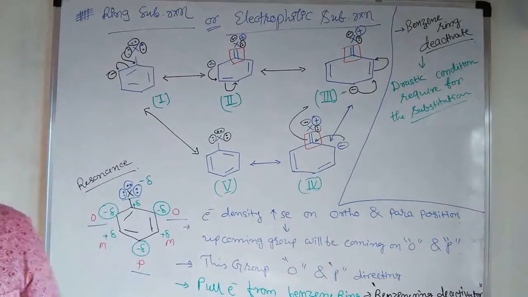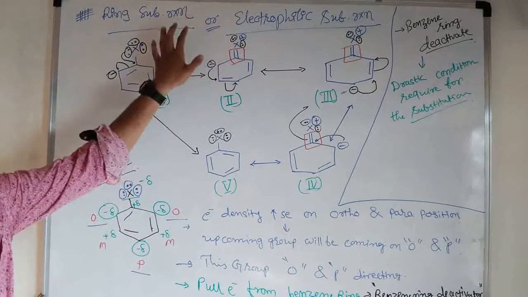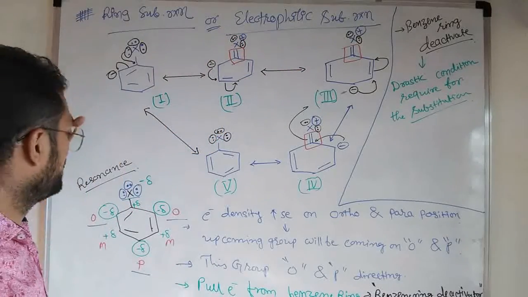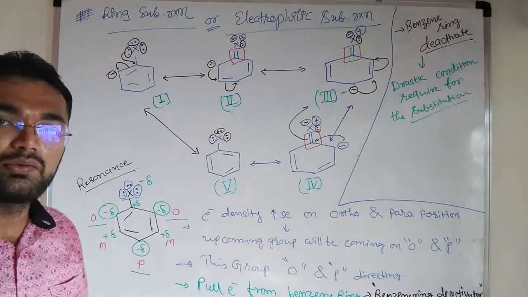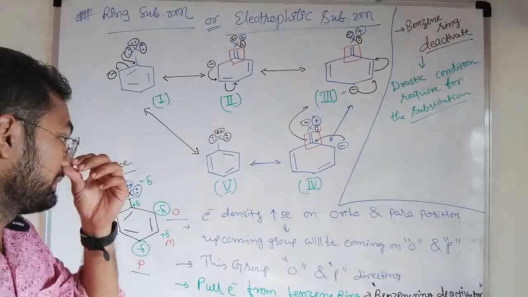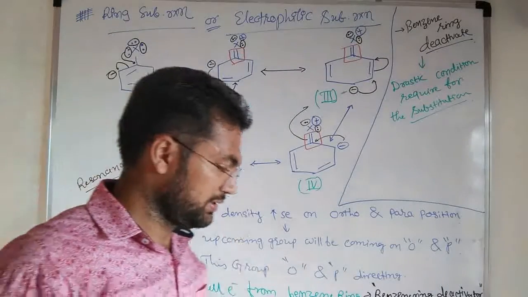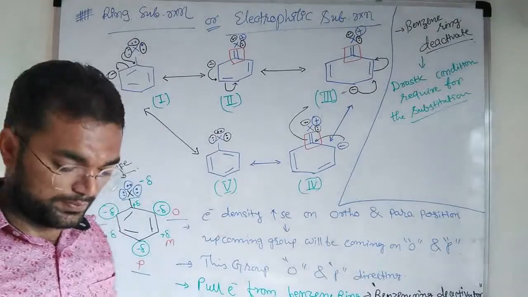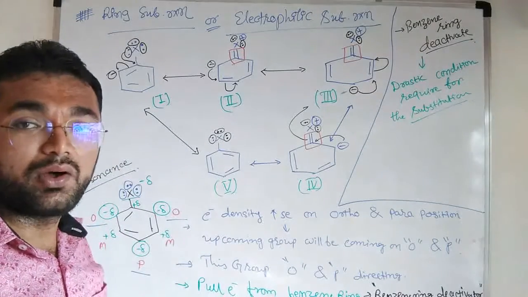Okay, this is all the logic and concept behind the ring substitution reaction, or electrophilic substitution reaction, in haloarene compounds. I hope it's clear. I covered the entire concept related to it. Now, the different types of reactions which are possible in haloarene compounds.